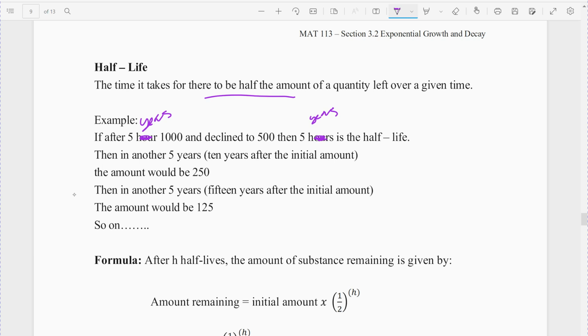Another 5 years, 10 years after the initial amount, you take the 500 and divide it in half. That amount would be 250. In another 5 years, 15 years after the initial amount, you take the 250 and divide it in half, and that comes out to 125. So in 15 years, if our half-life is 5 years, that means 3 times it was divided in half. What's left is only 125. And again, it would continue. Another 5 years, you would take that number and divide it in half, and so on.